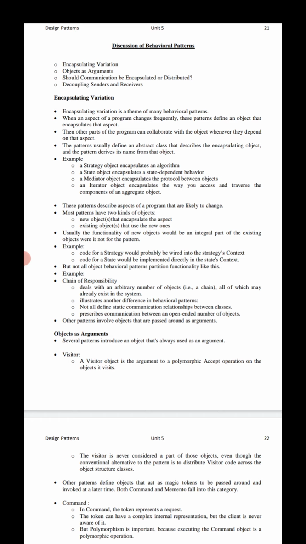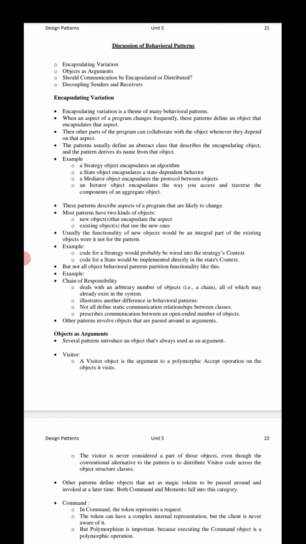So most of the patterns have two kinds of objects. The first one is the new objects, which encapsulate the aspect of a program, and the second is the existing objects, which use the new ones. Usually the functionality of the new object would be an integral part of the existing object.